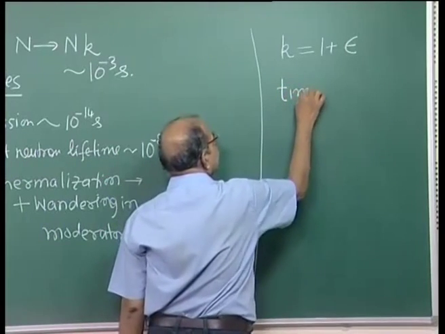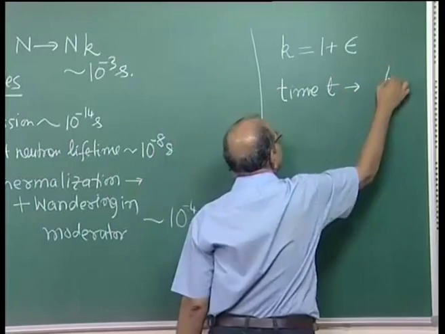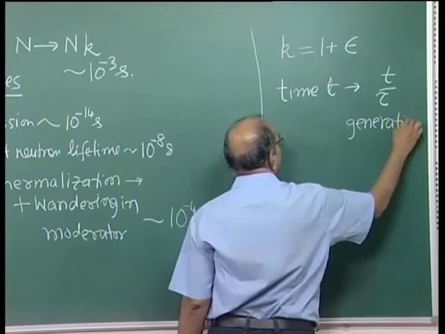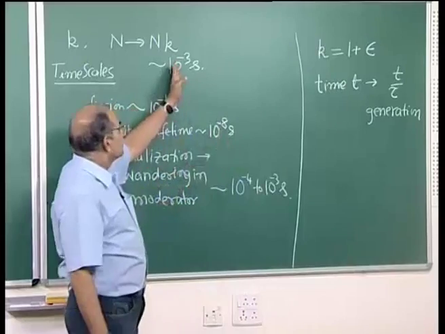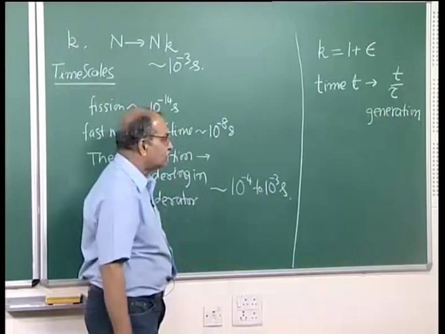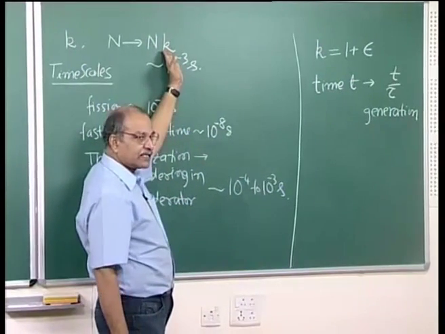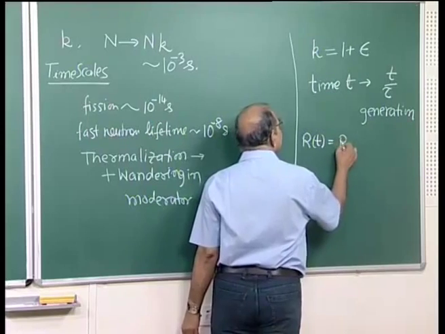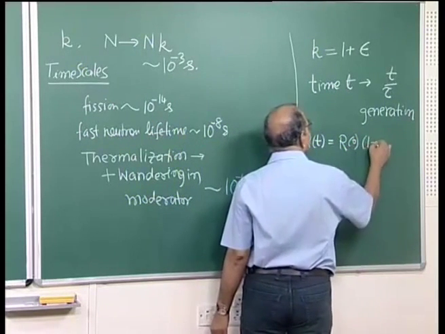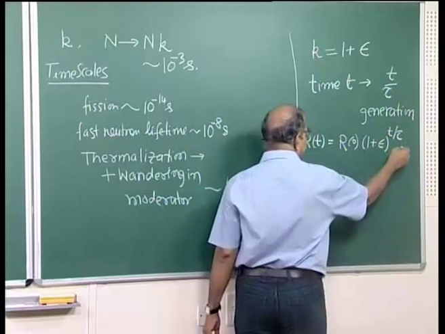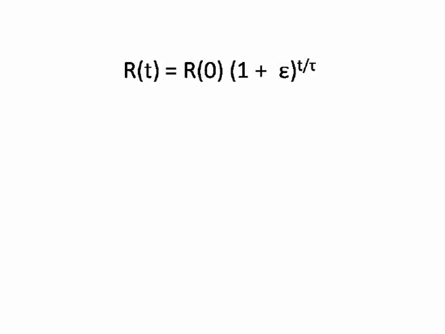In time t, you have t by tau generations going on, where tau I am writing for this generation time scale here, 10 power minus 3 seconds or so. So, these many generations have gone, each generation it is getting multiplied by k, that is 1 plus epsilon. Therefore, the rate of reaction r at time t will be the rate of reaction at time 0 times 1 plus epsilon, that is k, to the power t by tau. So, the rate will depend on time, the rate will increase with time if epsilon is positive.